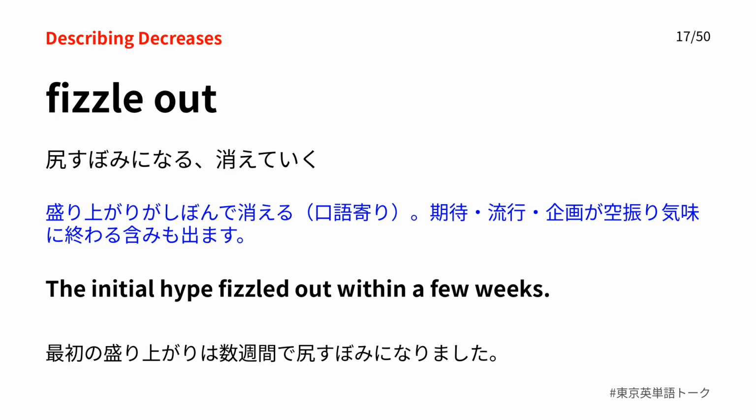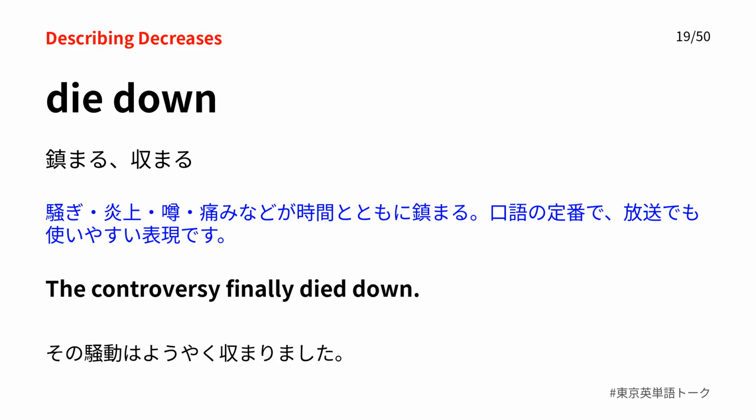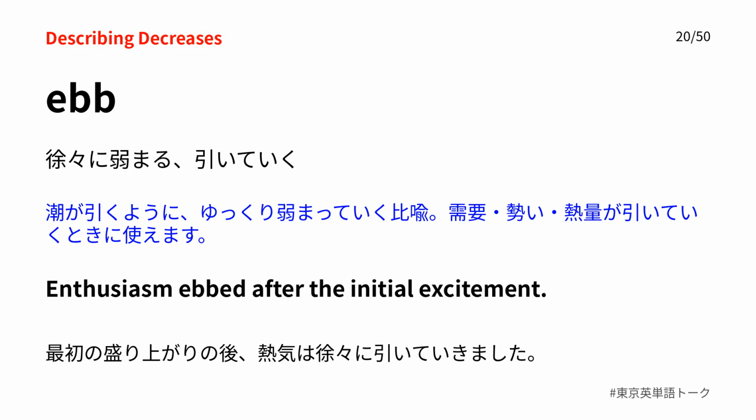Fizzle out. The initial hype fizzled out within a few weeks. Fade. Tension faded as the meeting progressed. Die down. The controversy finally died down. Ebb. Enthusiasm ebbed after the initial excitement.